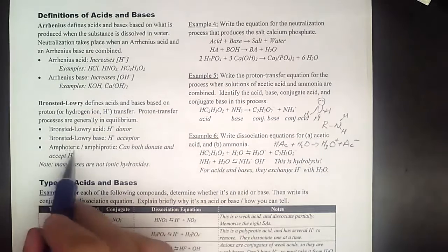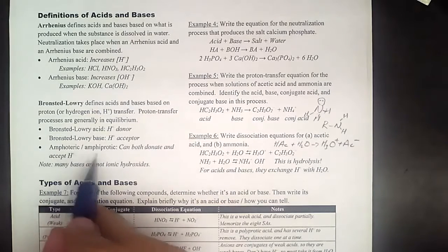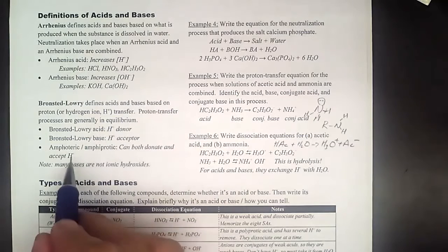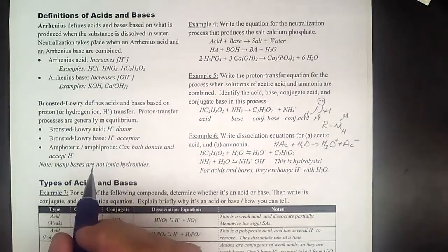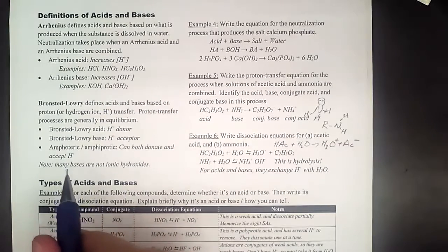And something amphoteric or amphiprotic, honestly, I don't know the difference between those terms. Why do we use one and the other? They seem to mean the same thing. Can both donate and accept. So water is amphoteric. It can accept an H or give one.